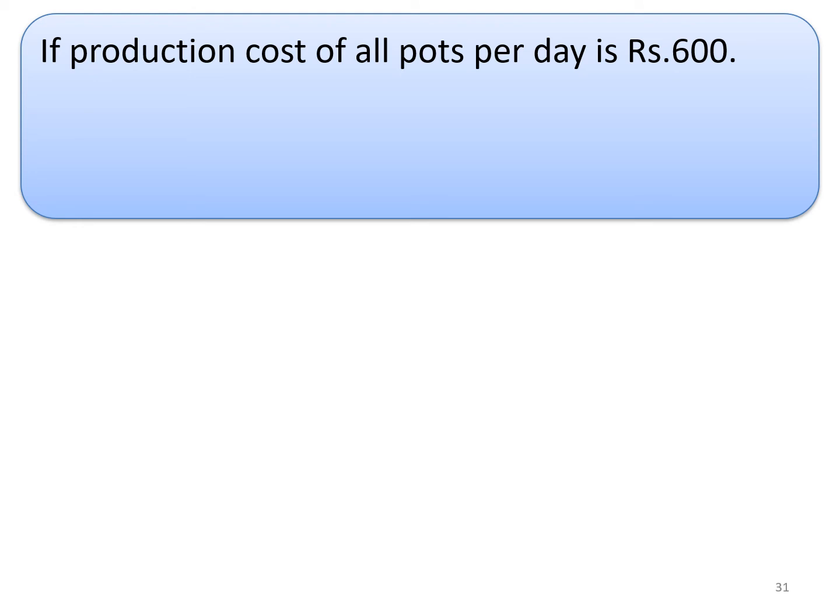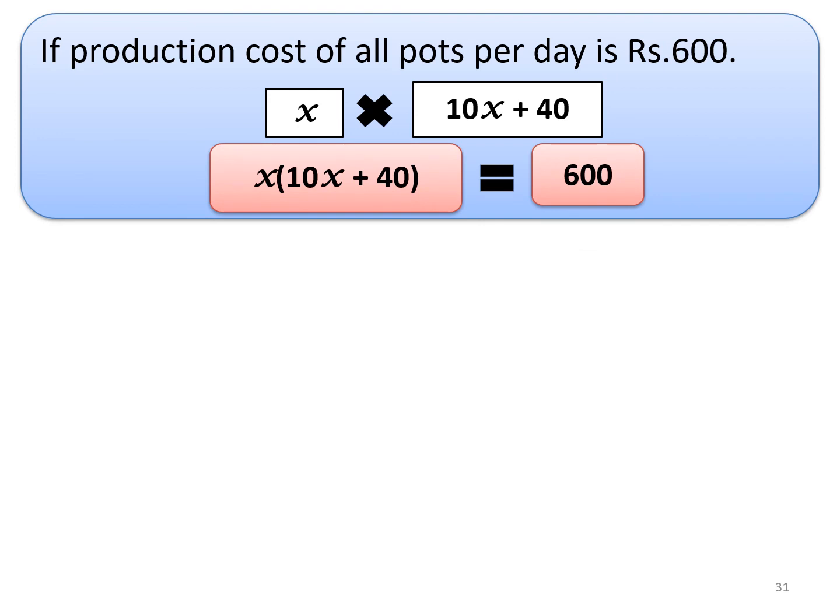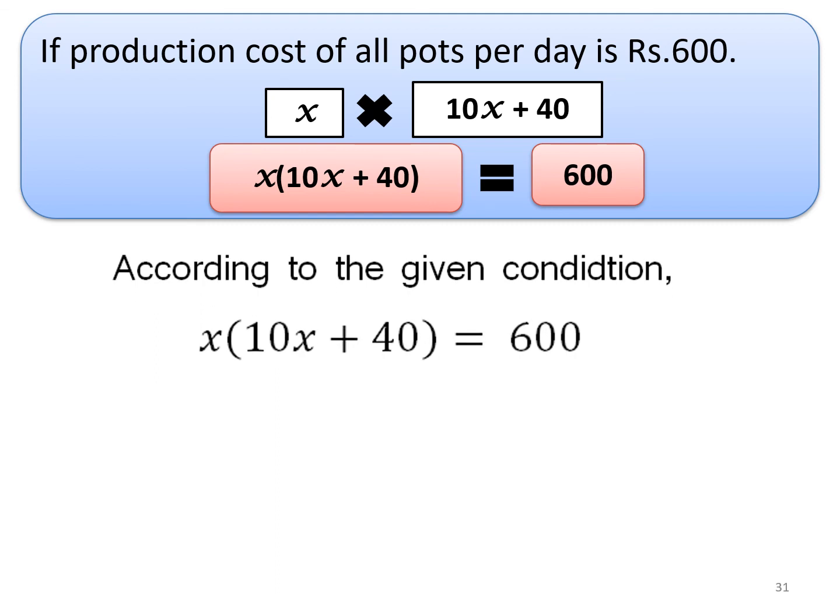All pots will be the number of pots, that is x, into the cost of one pot, which is equal to 10x plus 40. So the equation according to the given condition is x into (10x plus 40) is equal to 600. Now the equation is there.